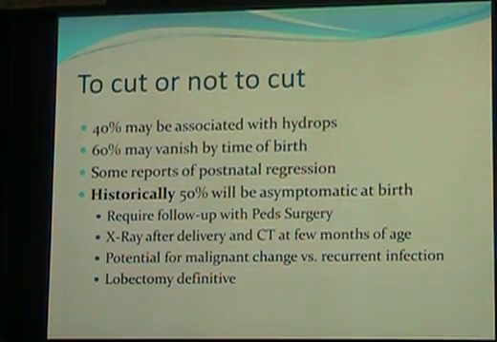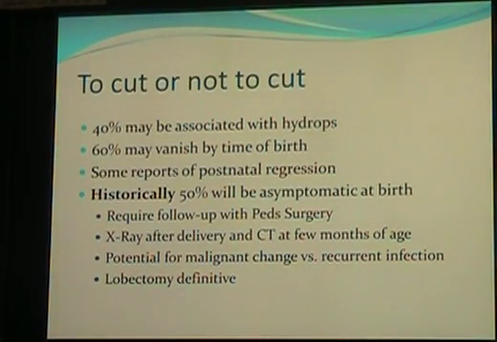Now, given that historically 50% will be asymptomatic at birth, in discussions with surgery, they certainly would like to see them, so that's one reason that you could be asked to do a transport, is to bring a baby from up north who may have some symptoms and needs to see surgery. But also, the usual recommendation is to do an X-ray, look for signs of hyperinflation, again from the adjacent airways being obstructed, and also to do a CT scan at a few months of age.